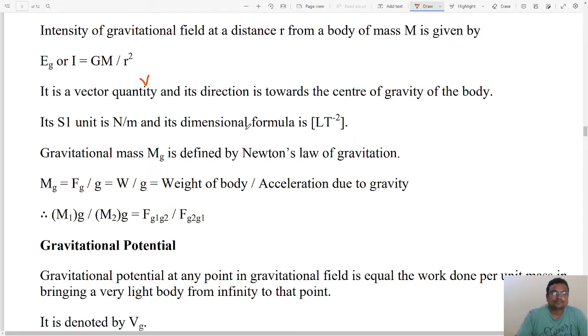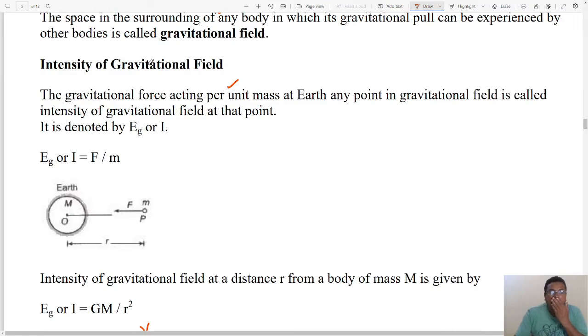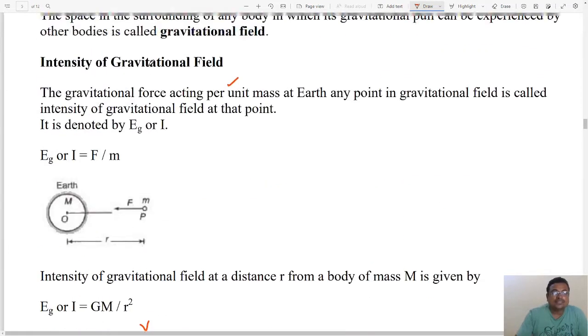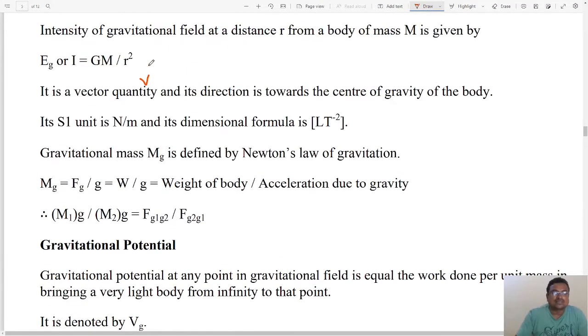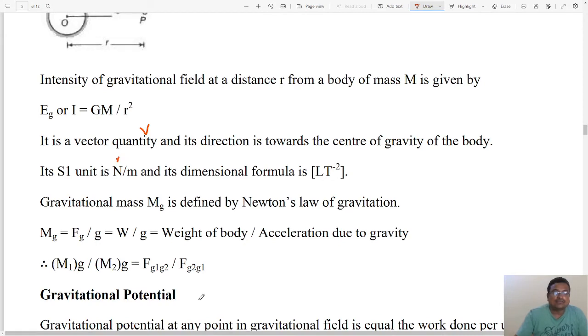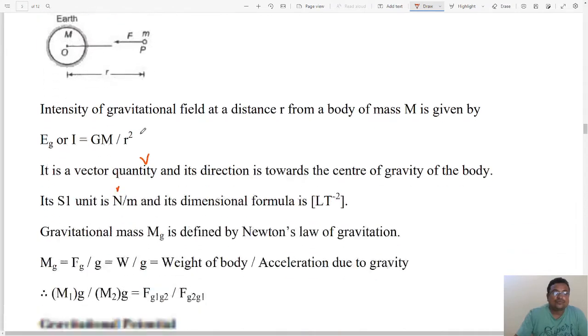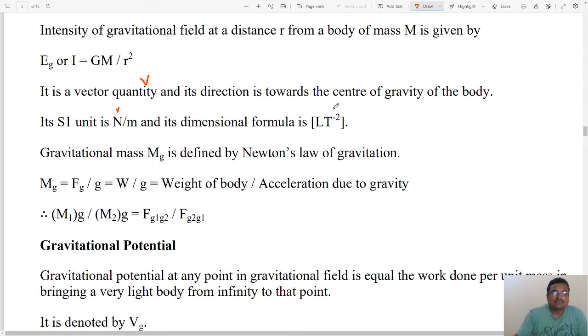Now, intensity of gravitational field is force upon mass. Force is in Newton, and meter is a distance. So the dimensional formula of intensity of gravitational field, force upon mass, is length upon time square, that is L T to the power minus 2.